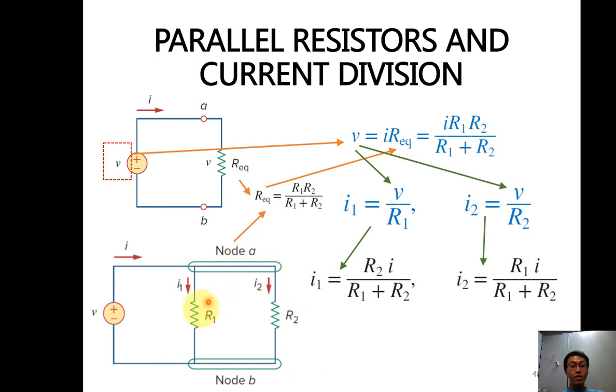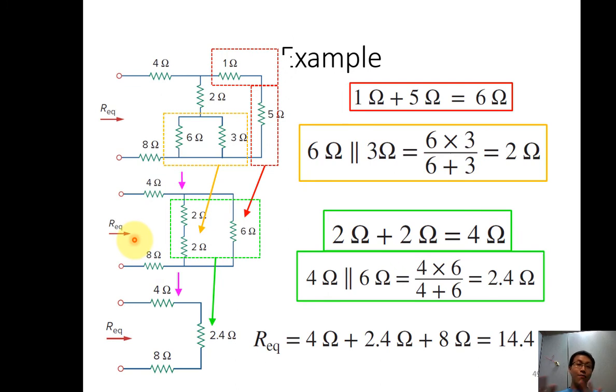So have a look. If let's say I want to find my I1 here, I use R2 times my total current divided by R1 plus R2. Or if let's say I want to find my I2 here, I use R1 divided by R1 plus R2 times my total current. This is the simpler way. Let's have a look at the example.